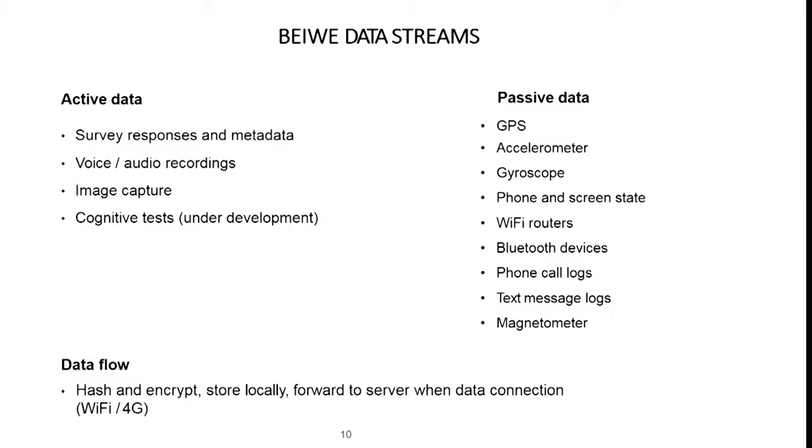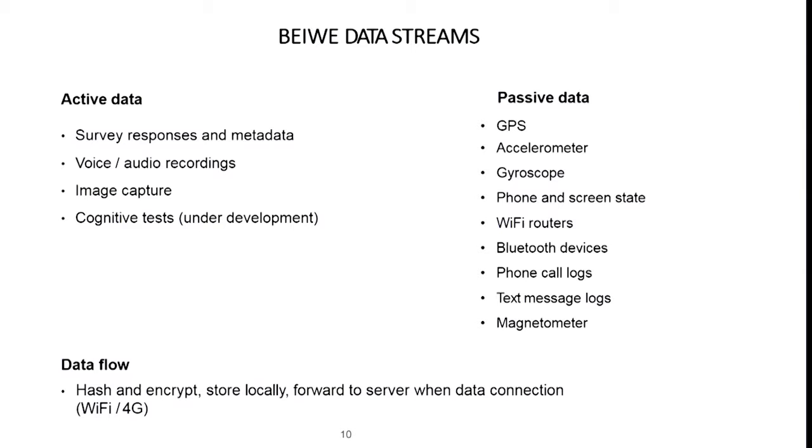Active data is simply data that requires some input on the side of the subject to be generated. So this is things like doing simple surveys, maybe giving audio samples, which are, for example, highly prognostic; you can look for vocal markers of depression and so on. We can do some image capture, and you can do some simple cognitive tests on the phone.